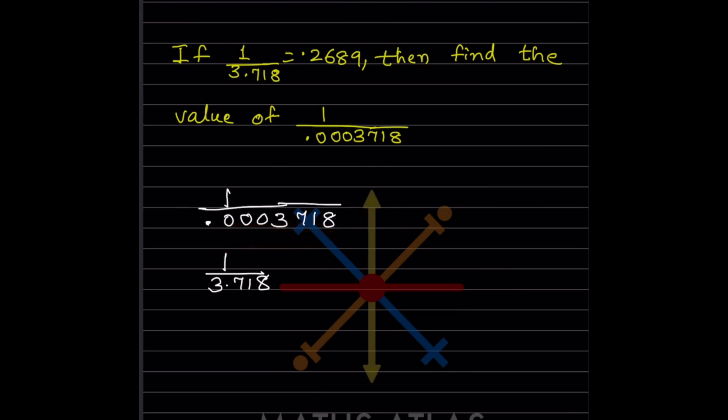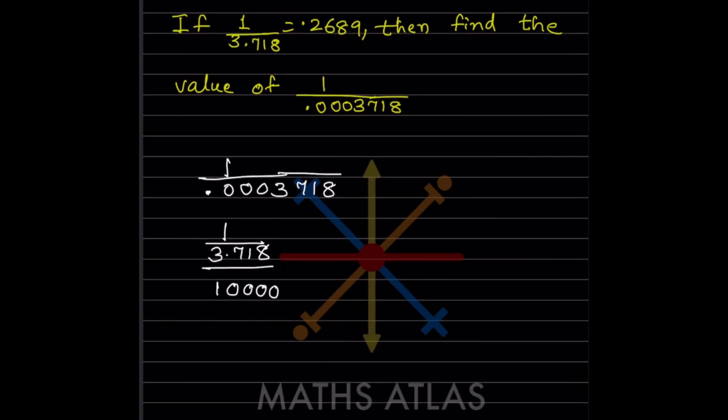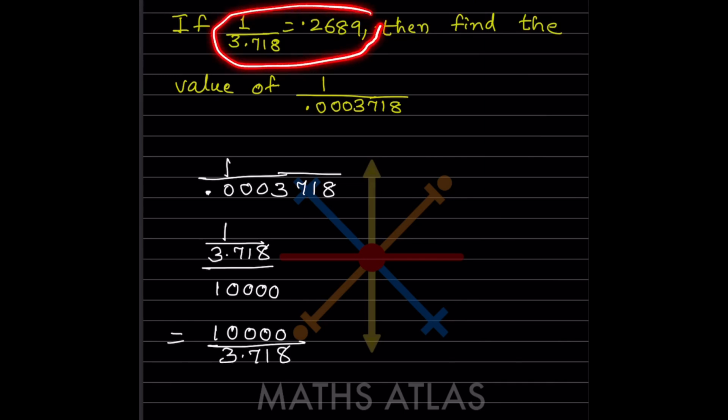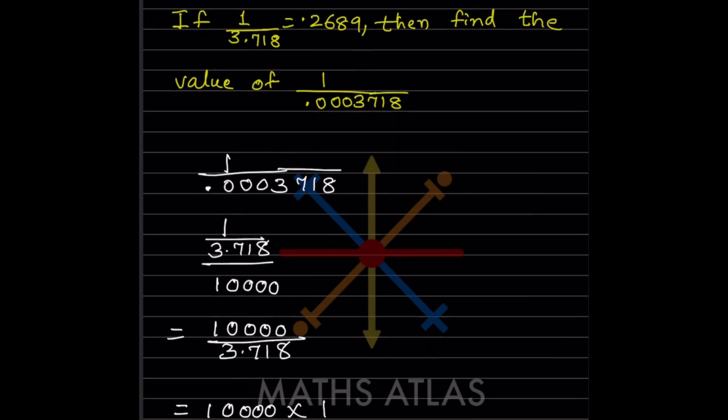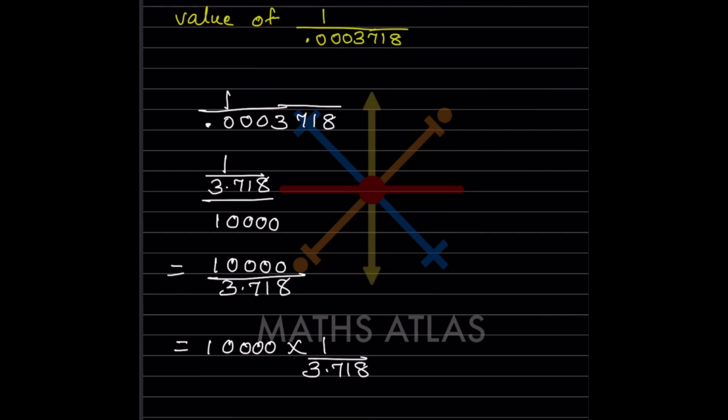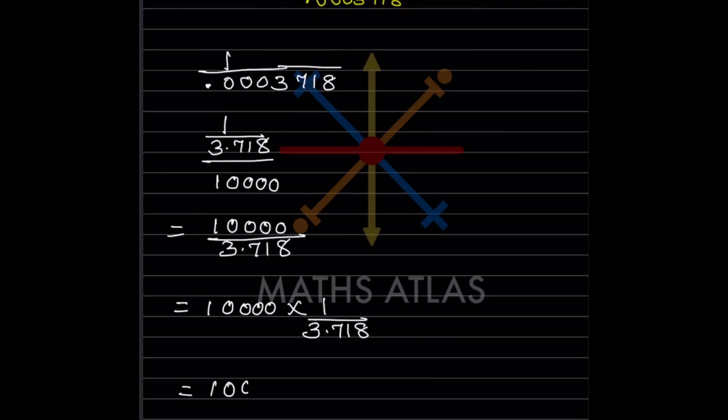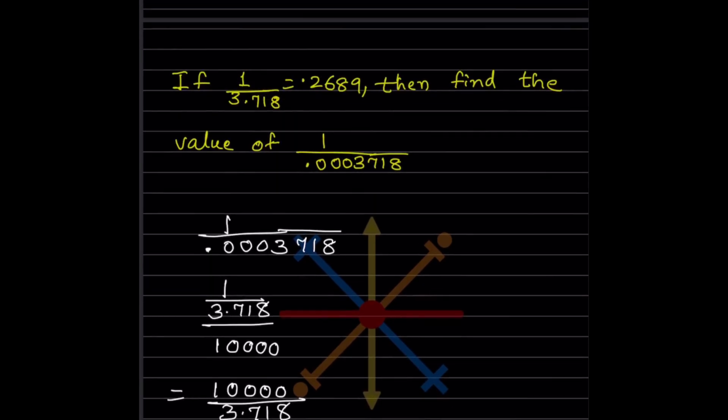So what we are going to do, we are going to divide it by, we'll write here 1 and we'll write here 4 zeros. This part should be clear. So now you know this is in the numerator and this is in the denominator. In the denominator we have a fraction, so we will flip over this one, so that 1 into 10,000 means that is going to be 10,000 divided by 3.718. We have the value of 1 divided by 3.718, so we can write here 10,000 into 1 divided by 3.718, that is 0.2689.